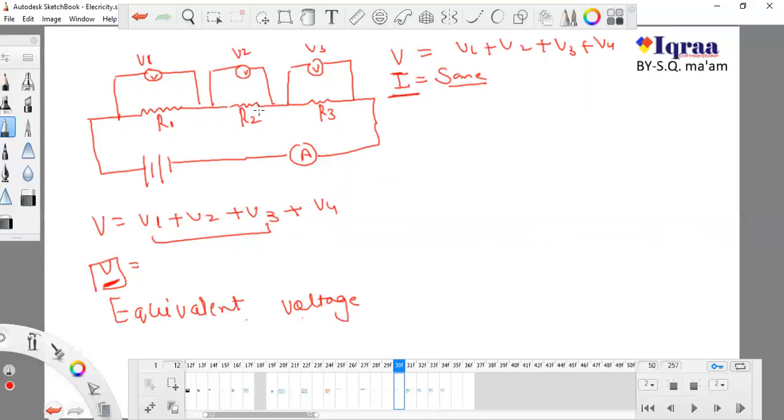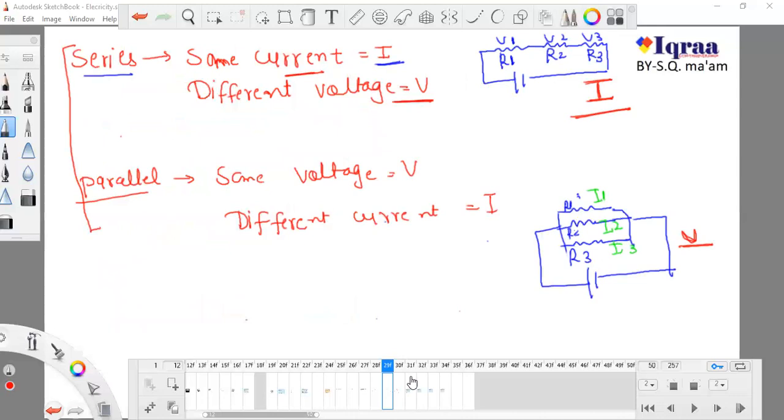So now there are two different types of formulas to identify V, I, and R. There are two different types of formulas to identify specifically resistance. We are going to find out the resistance. We are going to define the formula of resistance for both series and parallel.